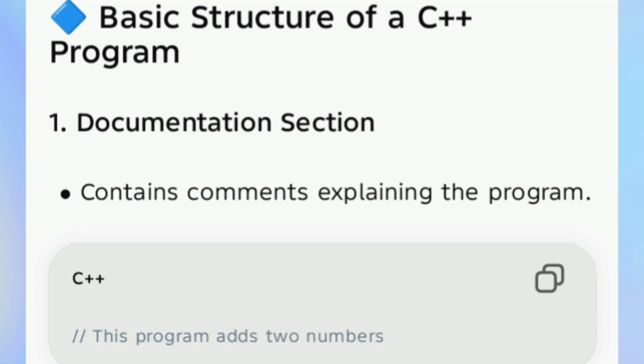The basic structure of a C++ program: the first one is the documentation section, which contains the comment explanations of the program. The comment line starts with a double backslash. It is used to explain the code: what the concept is, what the program is, what the input and output are, who wrote the code, who is the author of the code. These lines are the documentation section.